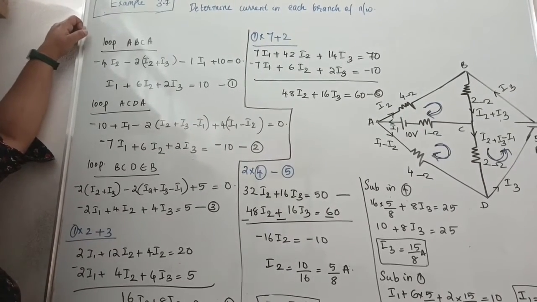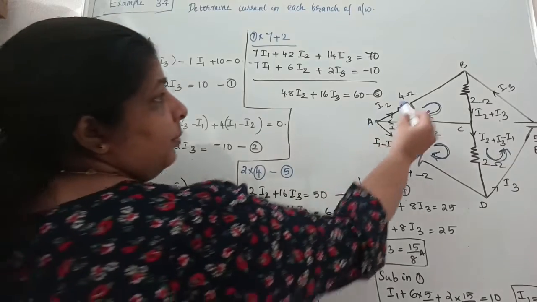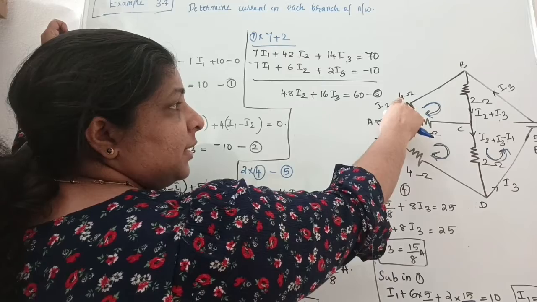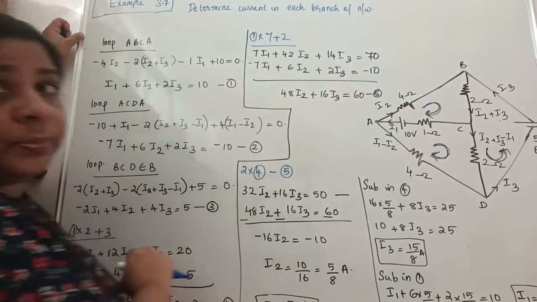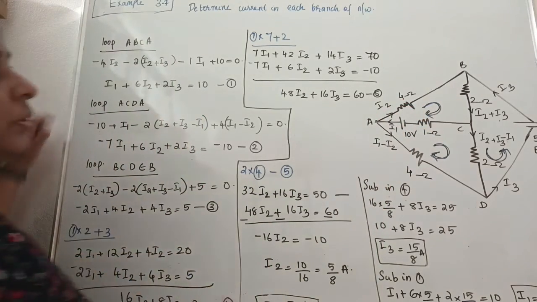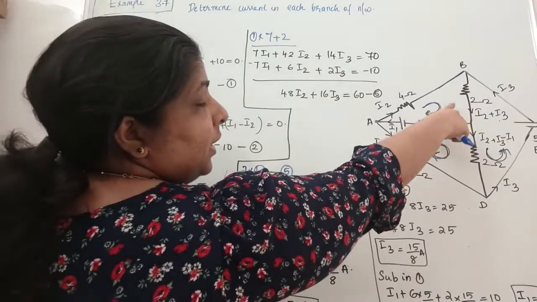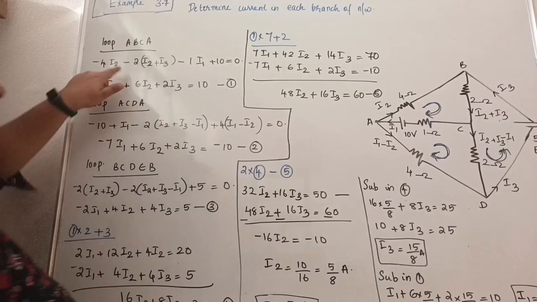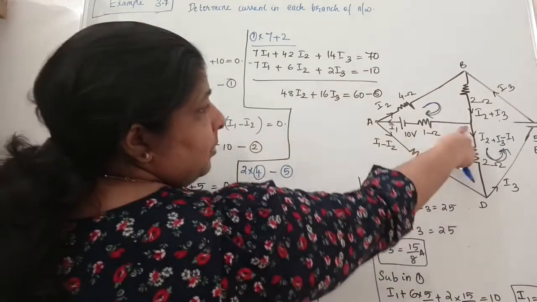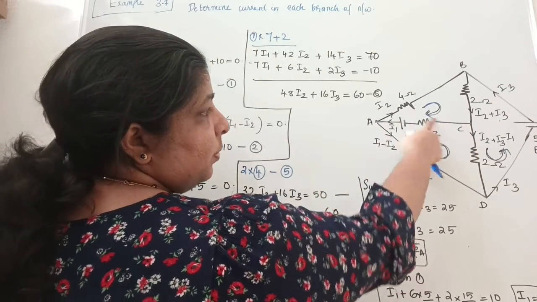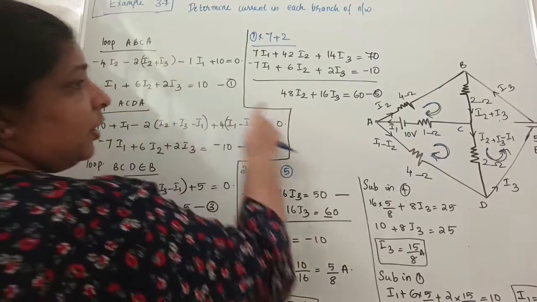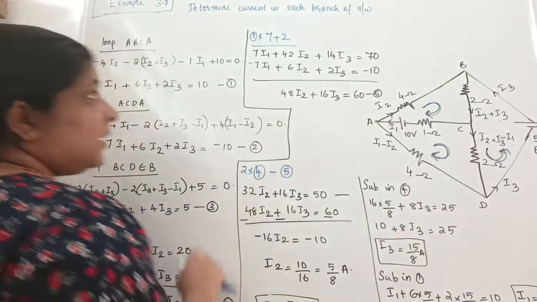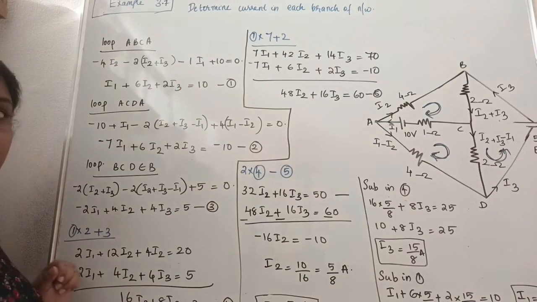Now here you can see from A to B, my direction and current direction are the same, so it will be minus, that is minus 4 into I2. From B to C, my direction and current direction are the same, so minus here, that is minus 2 into I2 plus I3. Here my direction and current direction are the same, so minus 1 into I1. Then my direction is from negative to positive, so it will be plus 10, equal to 0.